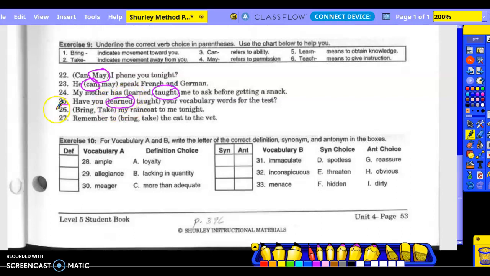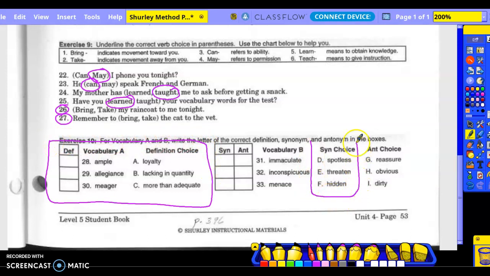You guys are going to do 26 and 27 for homework. Okay, A and B. So all of this goes together, right, guys? Okay, and then this box goes with this column, right? And this box goes with this column.